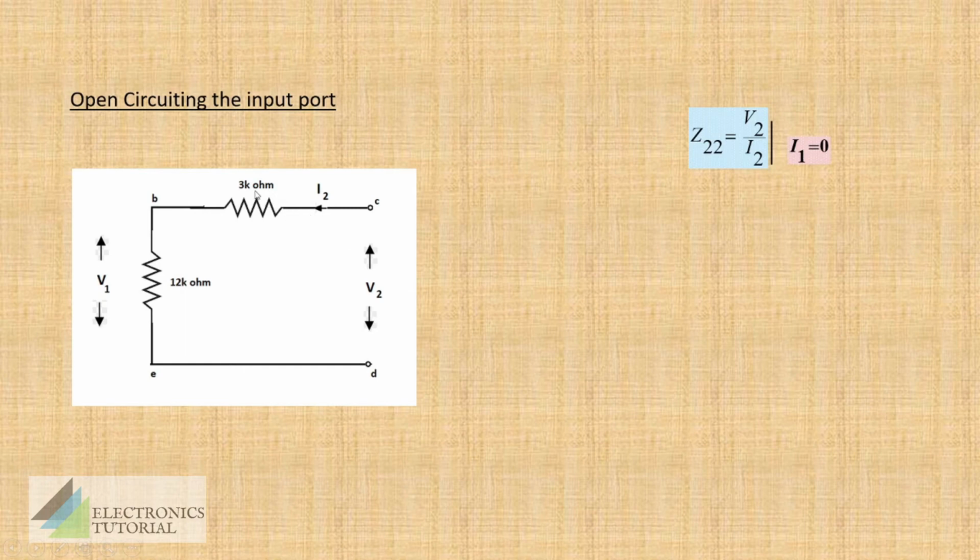Let's try to complete the KVL equation. V2 is equal to I2 into 3K plus, moving on to the next resistor, 12K into I2. Same I2 is flowing through the 12 kilo ohm resistor because it is in series connection. V2 is equal to I2 into 12K plus 3K. I have taken out I2 as it is common to both the terms. We have obtained the V2 value in terms of I2. Now, what we have to do is to substitute this into the first equation.